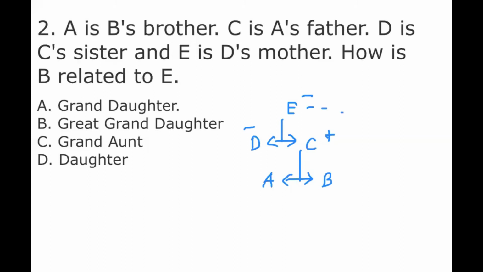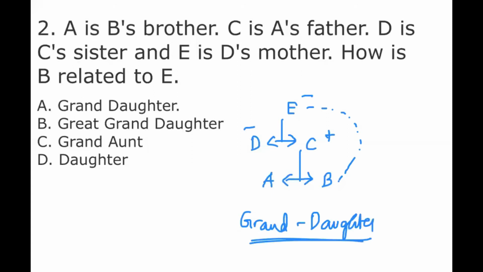Now, B and E. Obviously, because 2 steps below, because I do not know what gender B belongs to, it can be granddaughter or grandson. Because there is no option grandson, it will be granddaughter. Isn't it? So option A is my answer.